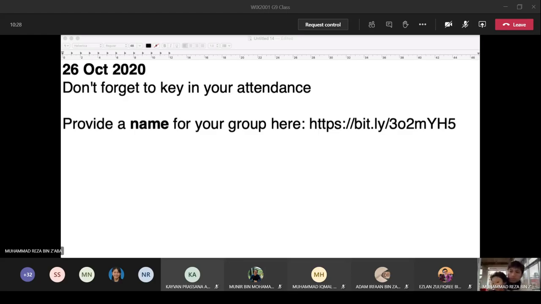The link to the Excel spreadsheet is shared in the screen there. You can directly edit the file by putting in your group name, and if you want to modify members of the group, you can also do it at the Google spreadsheet.